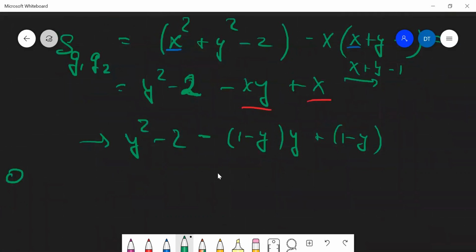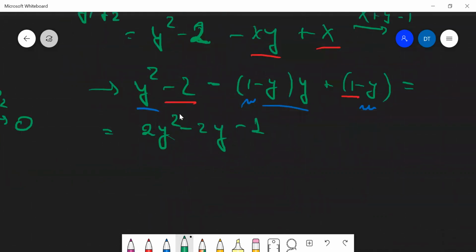Okay, let's see what we get here. This guy and this guy, we will get 2y squared. Then we will get this guy and this guy, minus 2y. And then we also have this guy and this guy, it's minus 1. So the S polynomial is 2y squared minus 2y minus 1, and it's not reducible to 0. So the initial set is not a Gröbner basis.